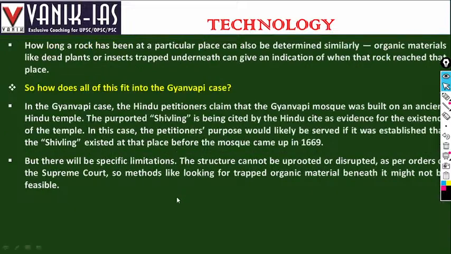How long a rock has been at a particular place can also be determined similarly. Organic materials like dead plants or insects trapped underneath can give an indication of when the rock reached that place.